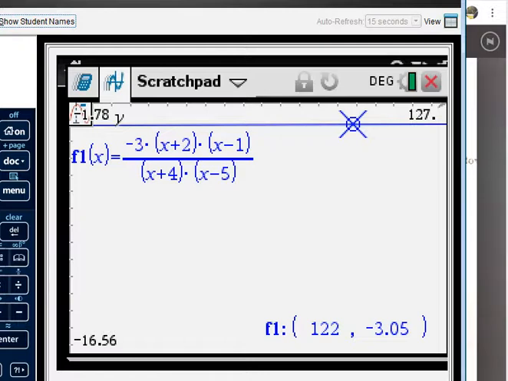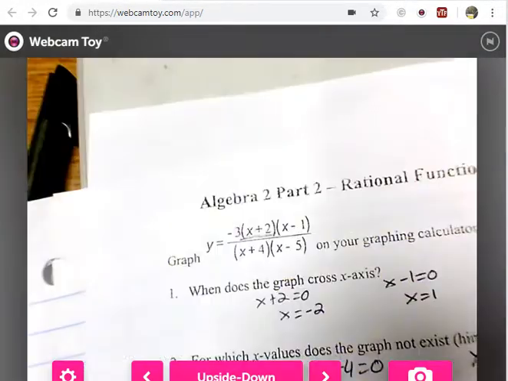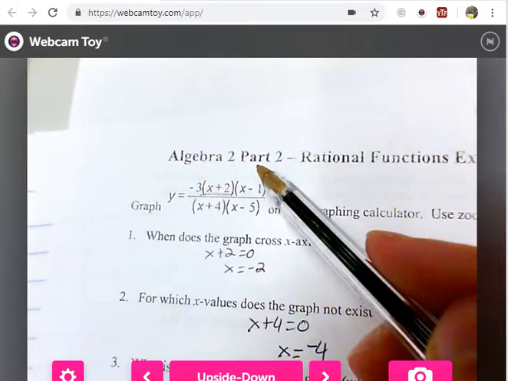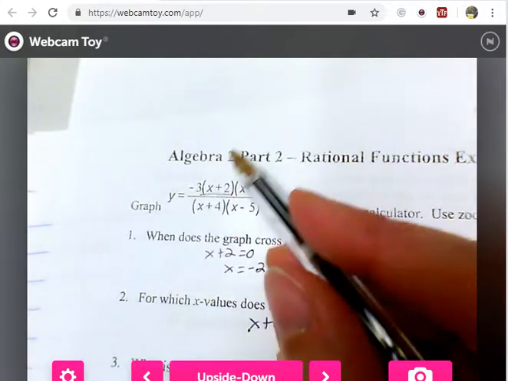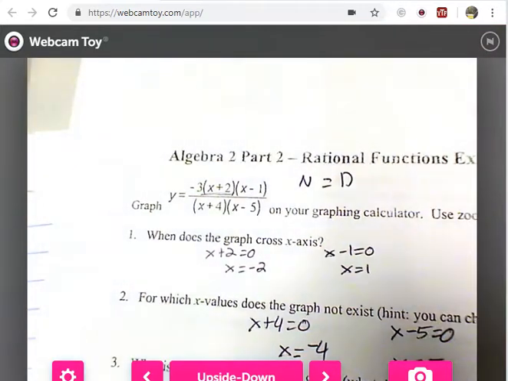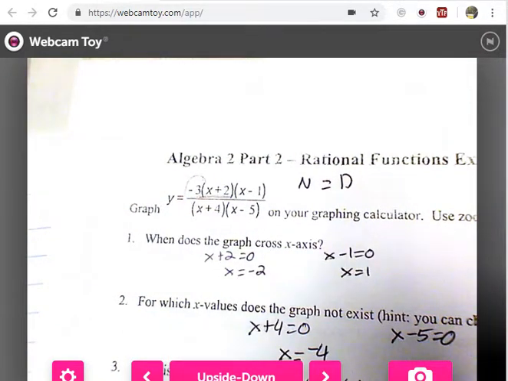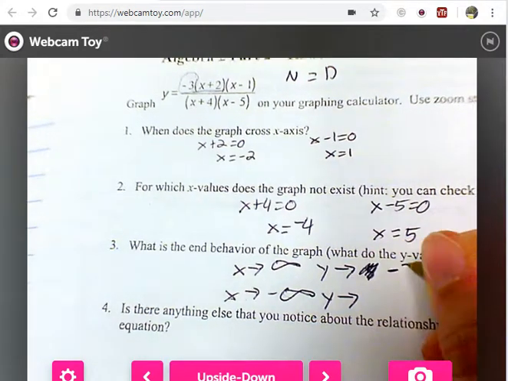So let's go back. What's my horizontal asymptote? Let's look right here. Are my degrees the same on the top and the bottom? This is 1, this is 1, this is 1, this is 1, so those are the same, right? So my numerator and my denominator are equal, which if we look back in our notes means right there, that's our horizontal asymptote. So I'm going to tell you right now, it's not going to cross that horizontal asymptote.